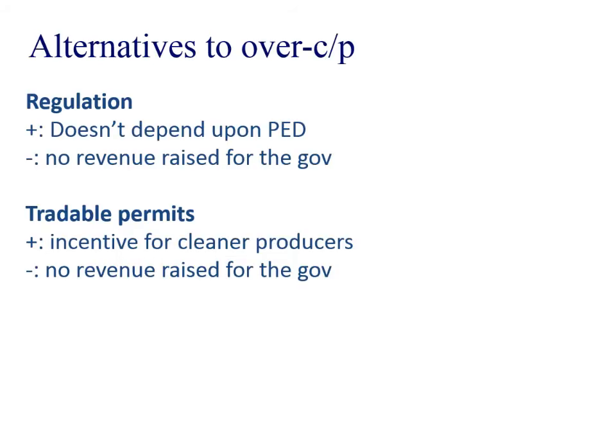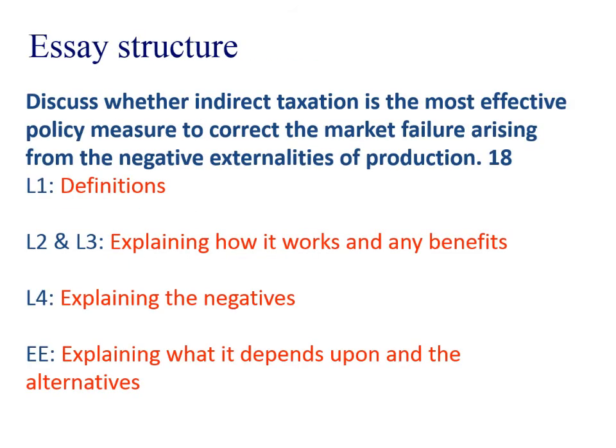So if you want to get top marks in the exam, I'll just skip a little bit ahead. This is your framework for your essay. Level 1 is looking at your definitions. This was an essay question a few years ago, I think. Actually, it might have been last year, summer 2014. So for definitions, you'd want to put down what indirect taxation is, maybe what market failure is, and what negative externalities are.